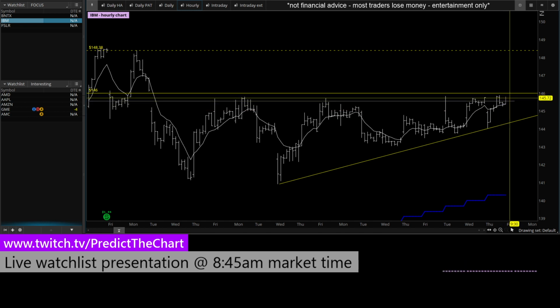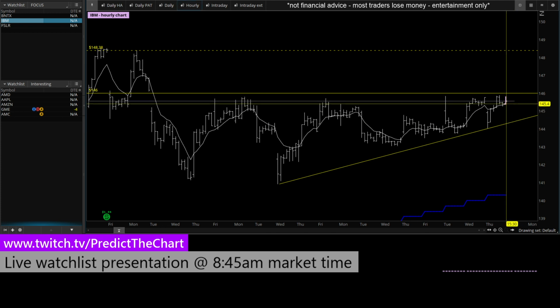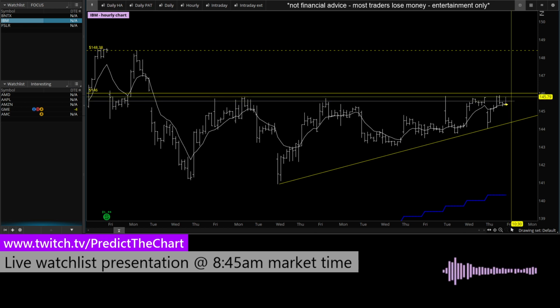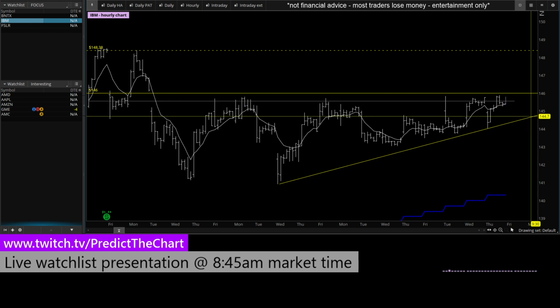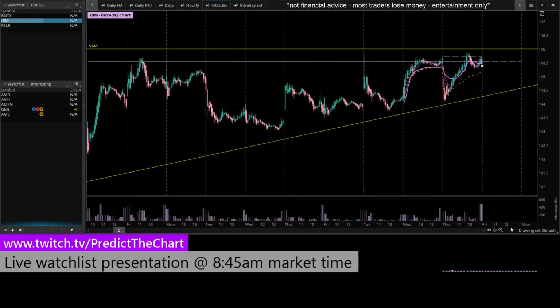Okay. Now we're opening right around here with our moving average right there. So today's the first day where you're opening right at the hourly moving average, and you're pretty damn close to that breakout level. So definitely something to pay attention to.